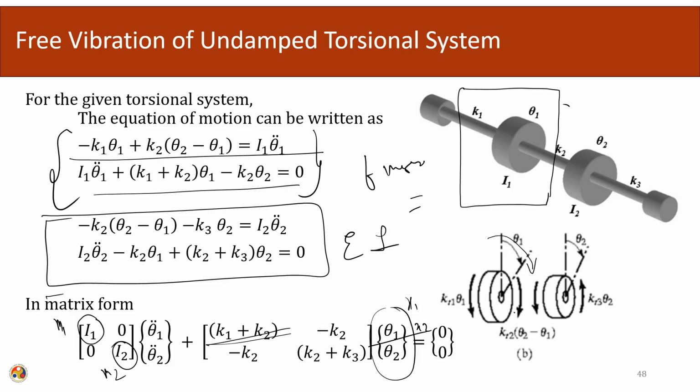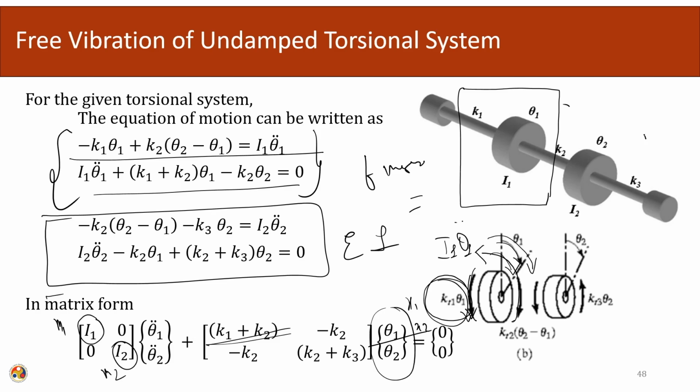So, if the system is rotating this way, there will be an effect of the pseudo inertia in the other way. It will be given by I1 theta 1 double dot, okay, and due to this rotation theta 1, this spring will engage and it will try to oppose the motion in this direction. The motion is occurring in this direction, so this is opposing the motion in the other direction.